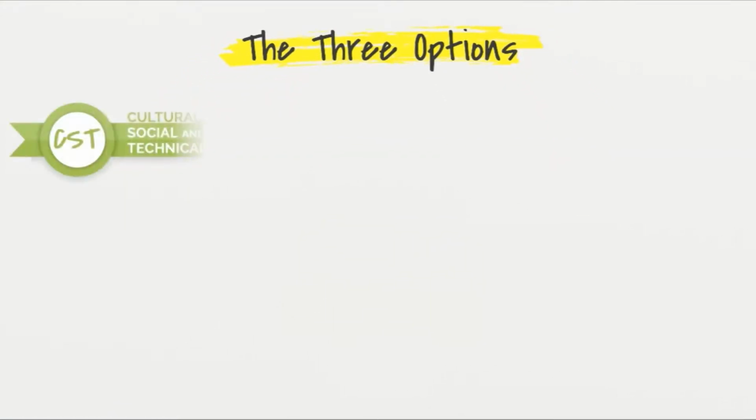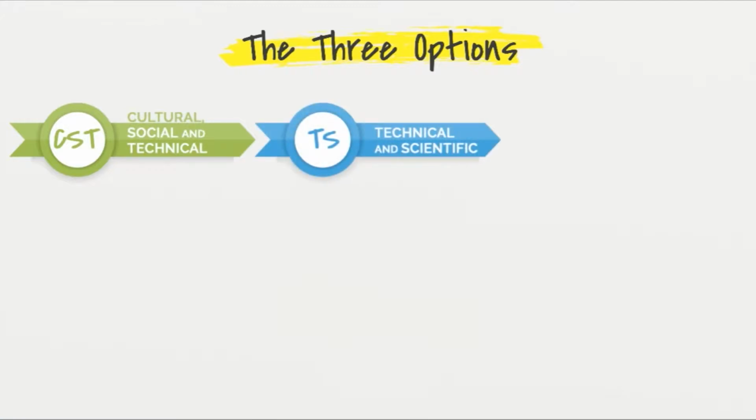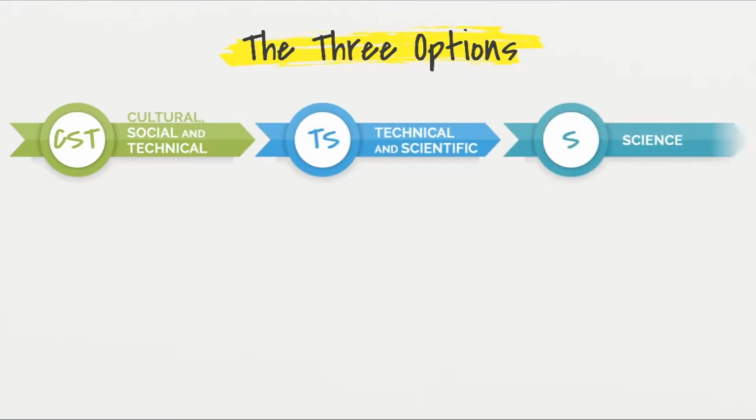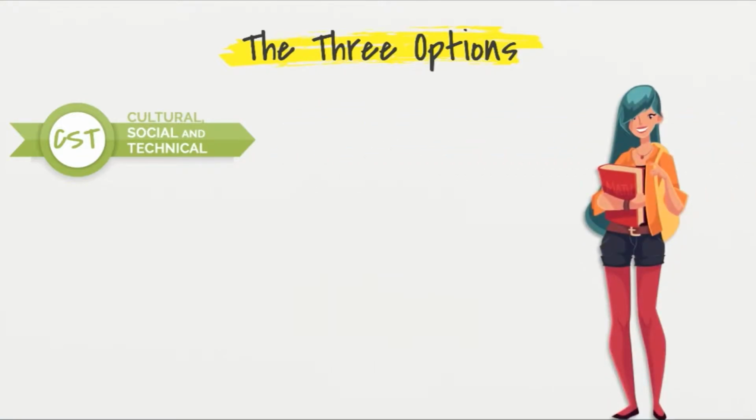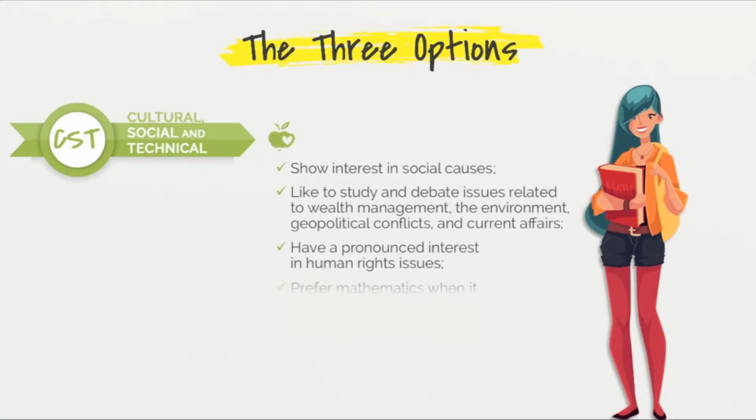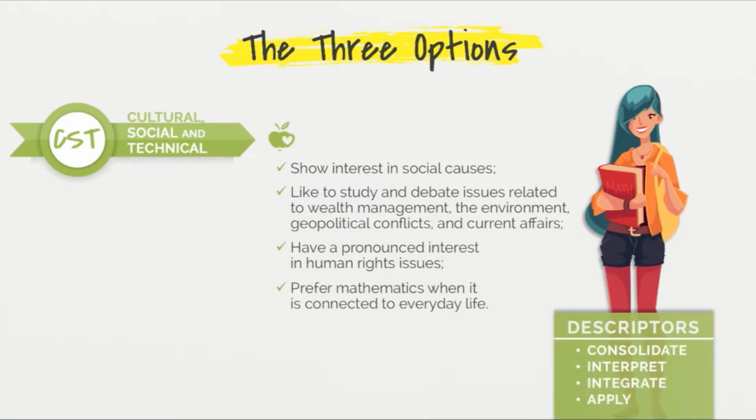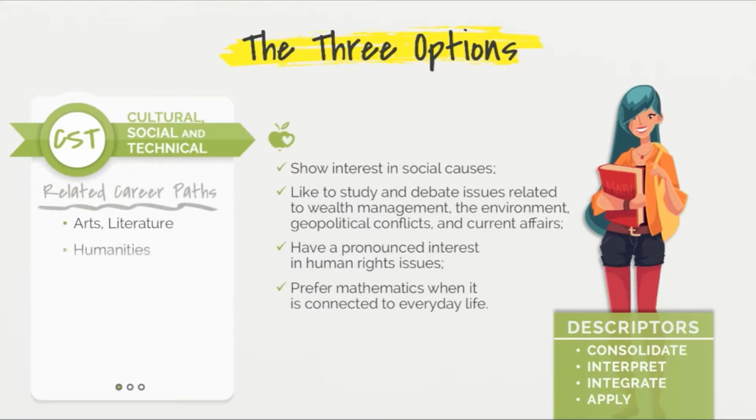The 3 math options are the cultural, social, and technical option, the technical and scientific option, and the science option. The cultural, social, and technical option is intended for students who show an interest in social causes and like to debate social issues. Descriptors for what students do in the CST option are consolidate, interpret, integrate, and apply. This option prepares students for studies in the arts, humanities, management, sales, trade, and communications.